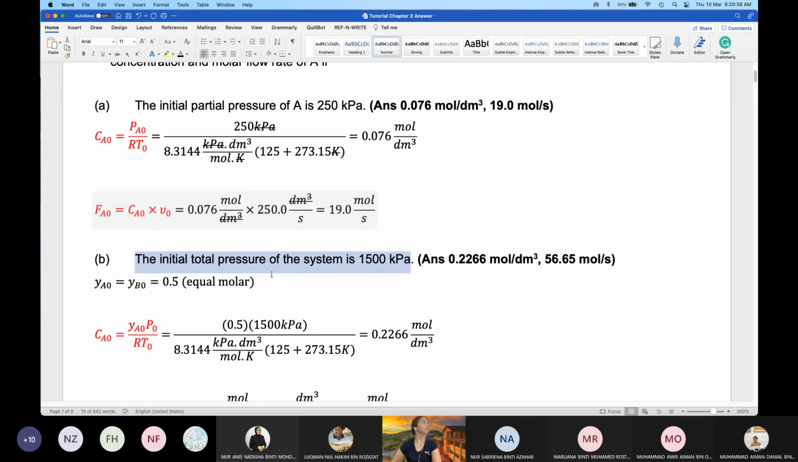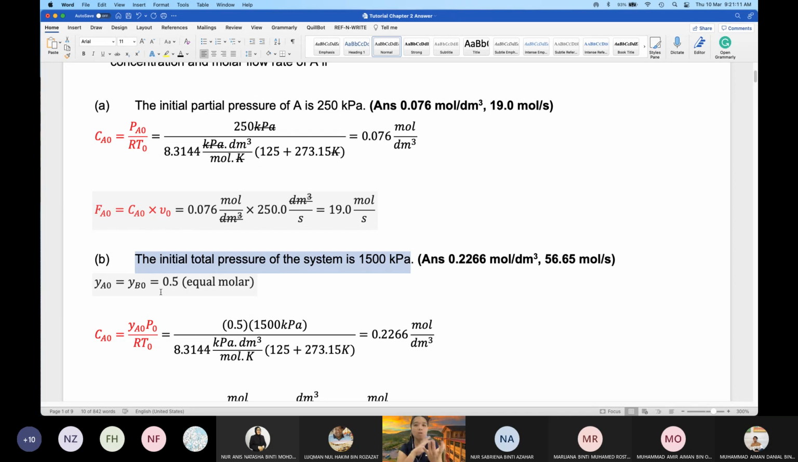That's why we learned before, and you learn this in CPP and in other courses, we can use the correlation of Raoult's law. So how do we use this correlation? Raoult's law mentions that if you want to know the pressure of A, it is equal to the mole fraction of A multiplied with the total pressure. So you get PA0 equals YA0 multiplied with P0.